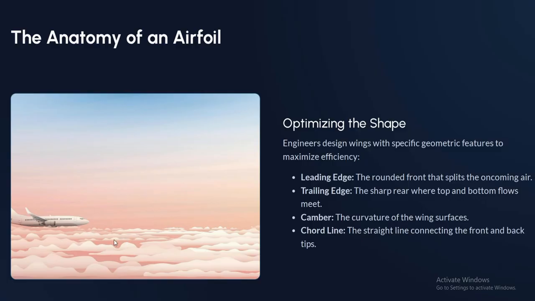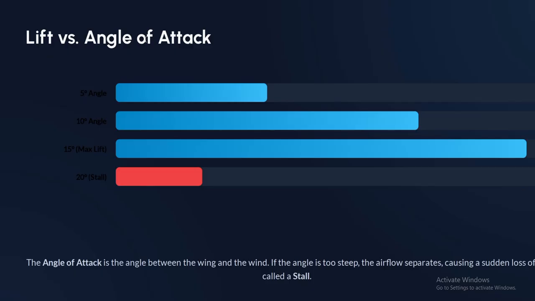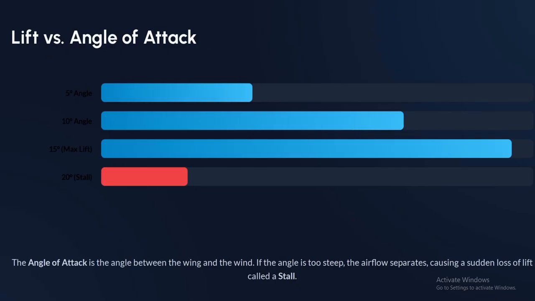Okay, so we're going to move on. So we've got lift versus angle of attack. So we have 5 to 20. At 20, you stop. We don't want to do that. The angle of attack is the angle between the wing and the wind. If it is too steep, the airflow separates, causing a sudden loss of lift called a stall. As you can see, 15 degrees is the max. It gives you max lift and potential. But 20, we're going to want to avoid that.